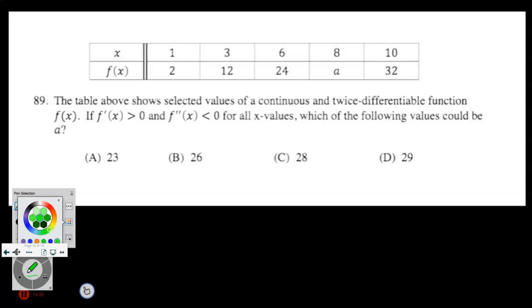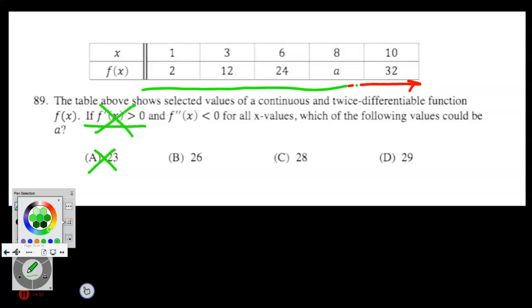It's tabular. What do I know? I know that f prime is greater than 0, which means f has to increase this whole way. Let's see if any of these are out right there. All of the rest of them meet this criteria, so that's not helping me much.